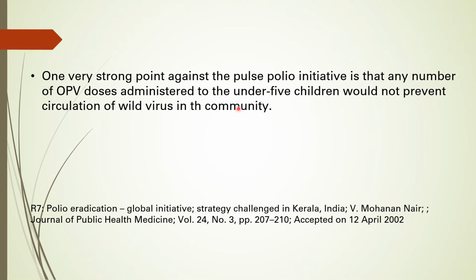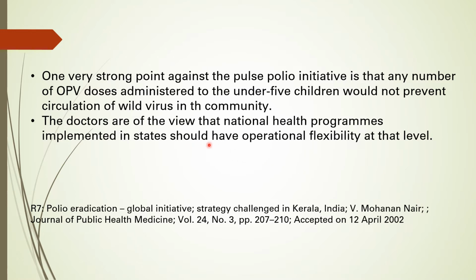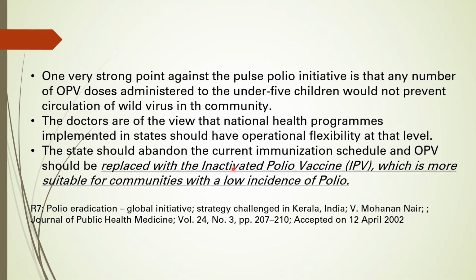One of the very strong points they raised against Pulse Polio initiative is that any number of OPV doses administered to under 5 clinics would not prevent circulation of wild polio in the community. This was a questionable objection raised. The doctors were of the view that the National Health Program implemented in the state should have operational flexibility at the level of the state, and the state should abandon the current immunization schedule, and OPV should be even in 2000. They said that the OPV should be replaced by inactive polio viruses, which is more suitable for the communities with low incidence of polio.